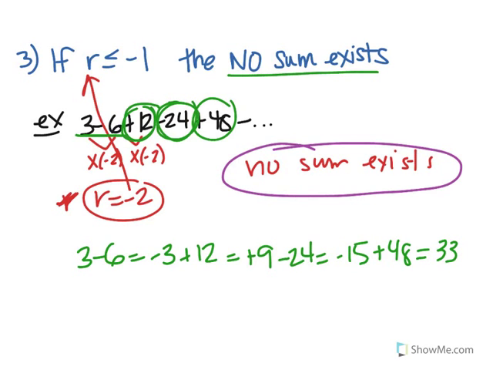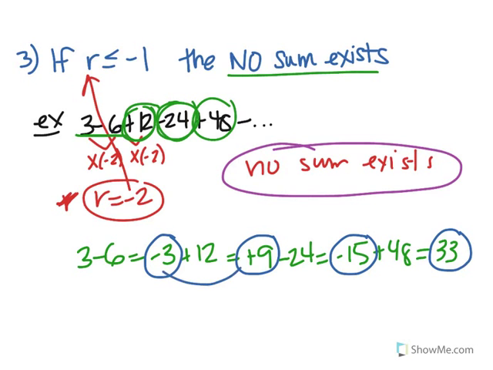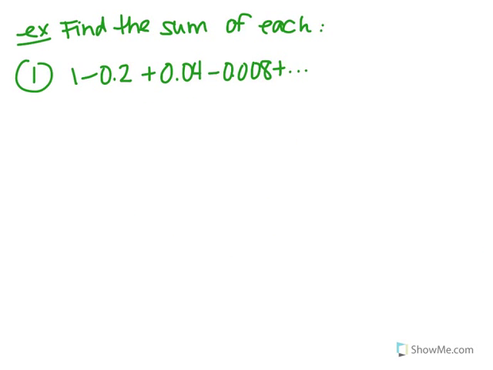Let me backtrack and show you what happened. The first sum was negative 3. Then when I added the next term, I got positive 9. Added the next term, it went negative again. Added the next term, it went positive. These sums are going from negative to positive, so it's never approaching a single value, so the sum does not exist.